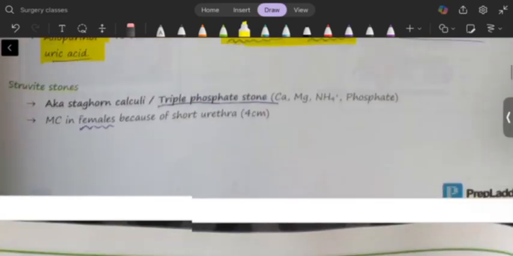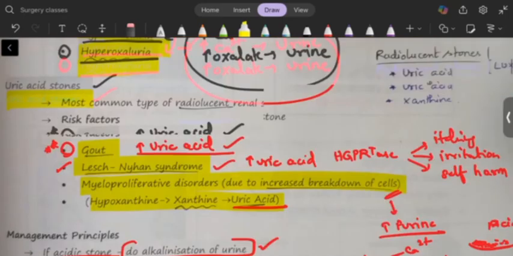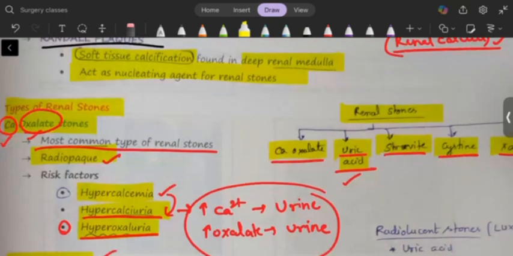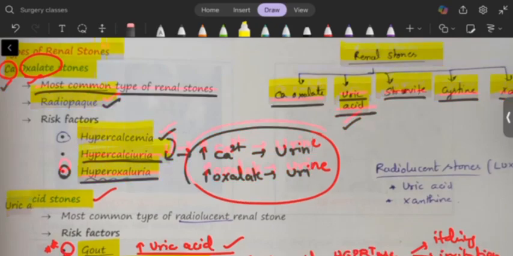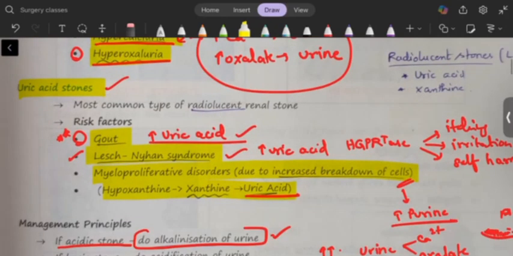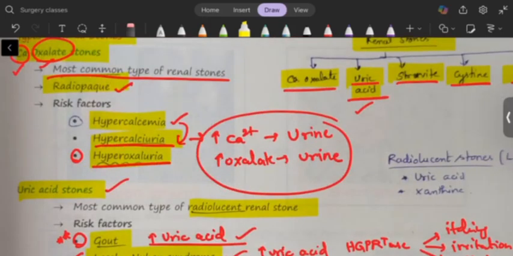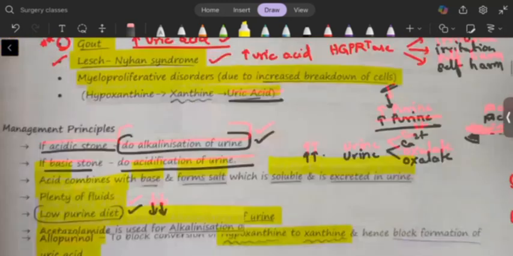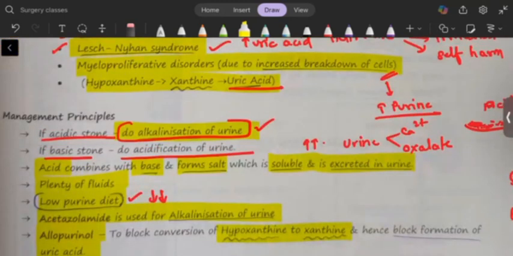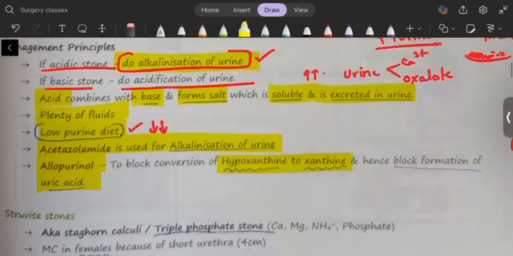Okay, so struvite stones, and calcium oxalate stones, there is a separate management topic, so we'll discuss it after all this. Okay, so all these stones are less common, and it is a most common type of radiolucent. So calcium oxalate was radio opaque, but this is radiolucent. Okay, after this we studied about the management, because only this much is the management. These are not most commonly seen. Most common stones are calcium oxalate, and we will discuss the management of calcium oxalate stones in detail in the upcoming session.